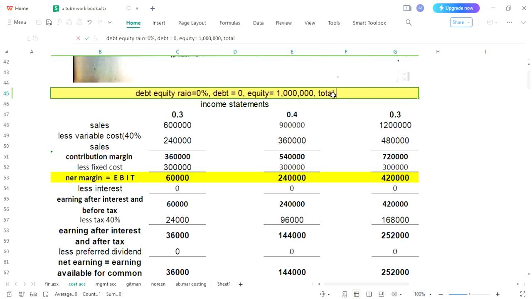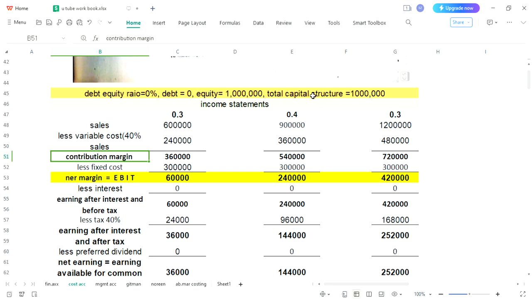Total capital structure is the same, 1 million. If total structure is 1 million, no debt you have taken. Only two forms of capital structure are present, debt and equity. If no debt, it means the remaining whole amount would be considered as equity as well. It means equity is also the total capital structure, or total capital structure is equal to your equity.